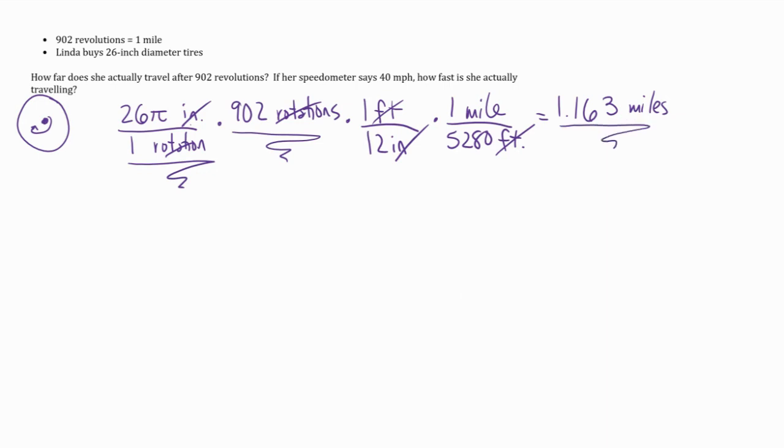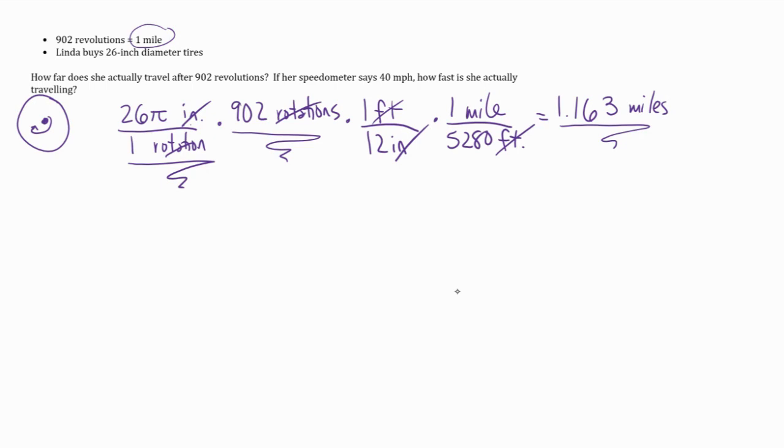The car thinks I've only traveled 1 mile, but I've actually traveled more miles. So my odometer is going to be off. My odometer is the one that tells me the total amount of miles that I've traveled. So again, I'm actually going further.